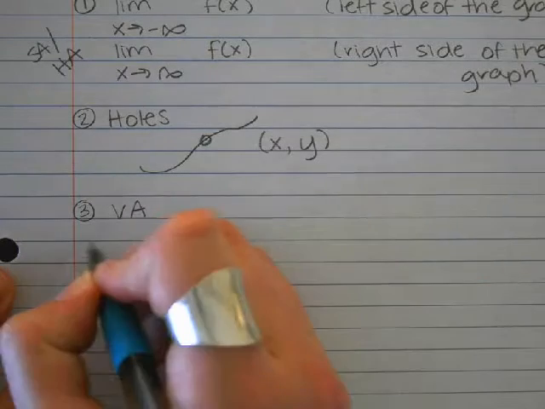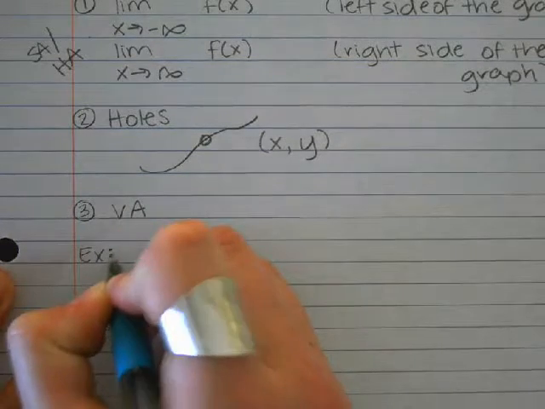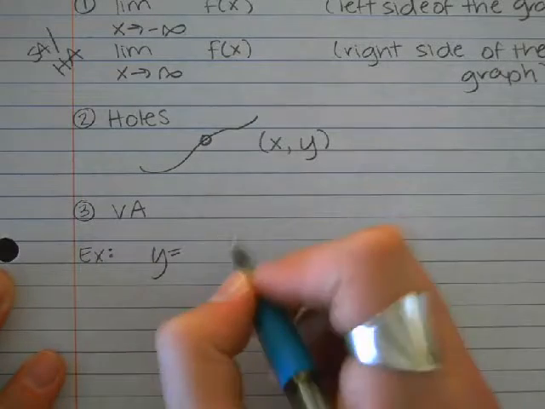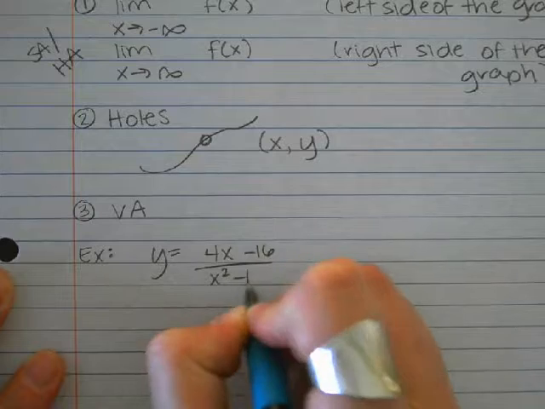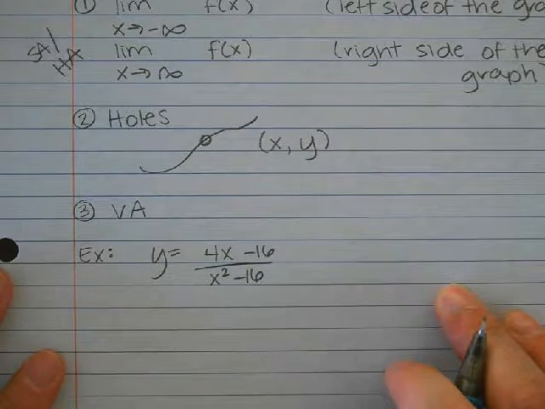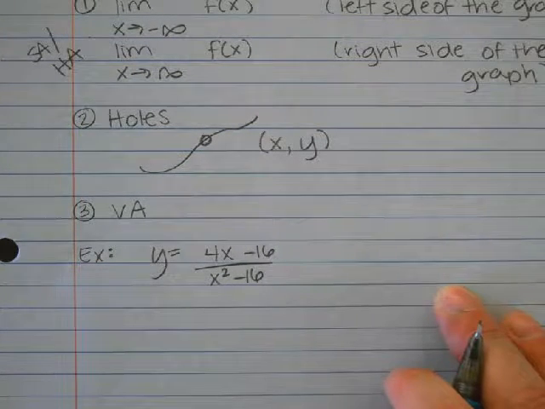Alright, so here is our first example. We're going to look at the function y equals (4x minus 16) over (x squared minus 16). And we're going to walk ourselves through those 3 pieces.